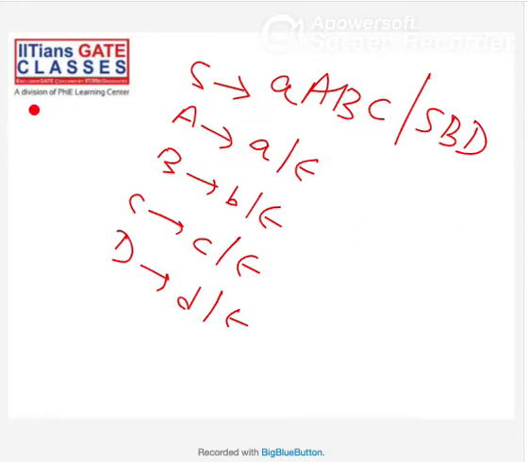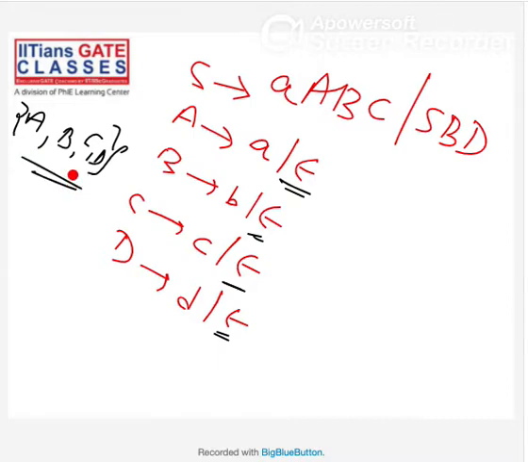First, we will find the nullable symbols. What are the nullable symbols? You can see this A is directly a nullable symbol. B is directly a nullable symbol. C is directly a nullable symbol. D is directly a nullable symbol. All these are directly nullable symbols.